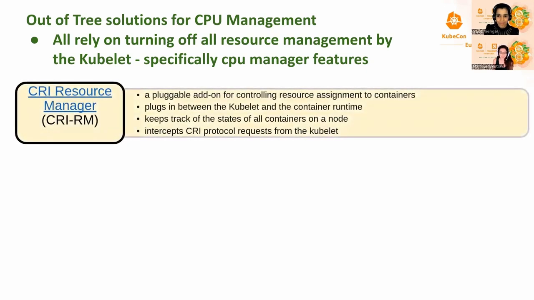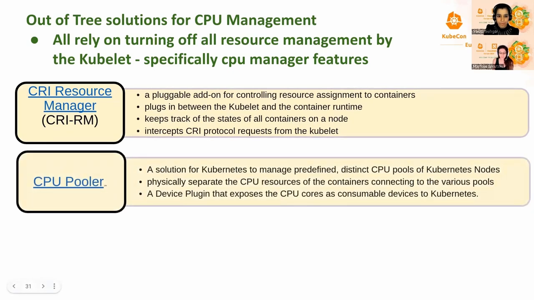So there's CRIRM, which is a CRI resource manager. This is put out by Intel, but it is open source and they do take contributions, which is a pluggable add-on for controlling resource assignments to containers. It plugs in between the kubelet and the container runtime, keeps track of the states of all the containers on a node, and it intercepts the CRI protocol request from the kubelet. However, do note that all of these solutions require turning off all resource management by the kubelet so they don't fight.